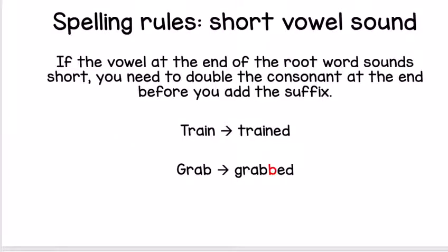For the letter a, if it is a long vowel sound, it will make an ay sound. So for example, trained. As the a sound is a long sound, it sounds like it's being dragged out, you don't need to double the letter n, you can just add the suffix ed. However, if it has a short vowel sound like grab, you can hear that the a is quite short coming out of your mouth. If that's the case, you need to double the b, double the consonant, before adding the suffix, turning it into grabbed.